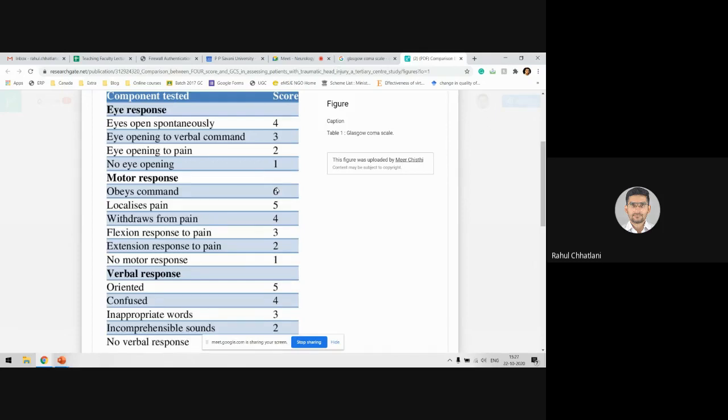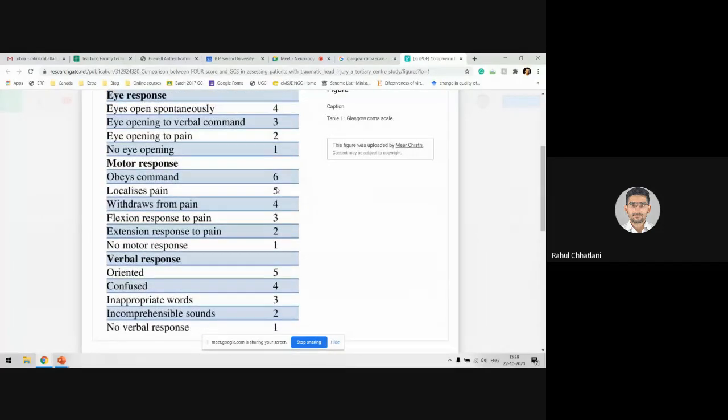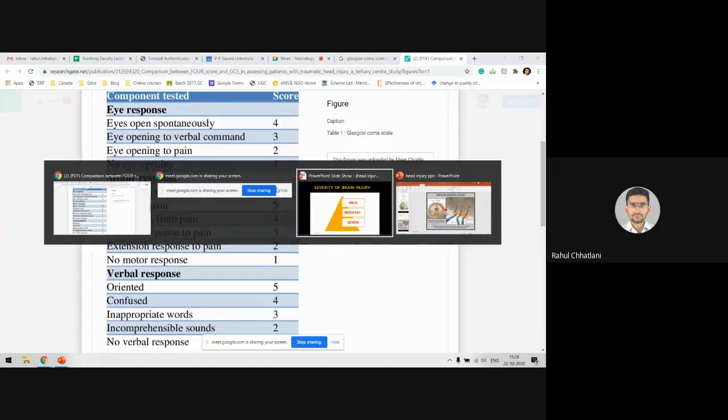So the total score is 15. Out of 15, if it is 15, it is normal. The minimum possible is 3. Not 0. Remember, the Glasgow Coma scale is from 3 to 15, not 0. Always remember this. Okay, moving next.